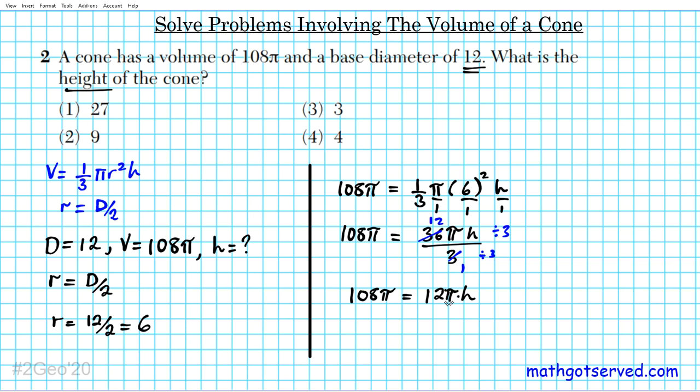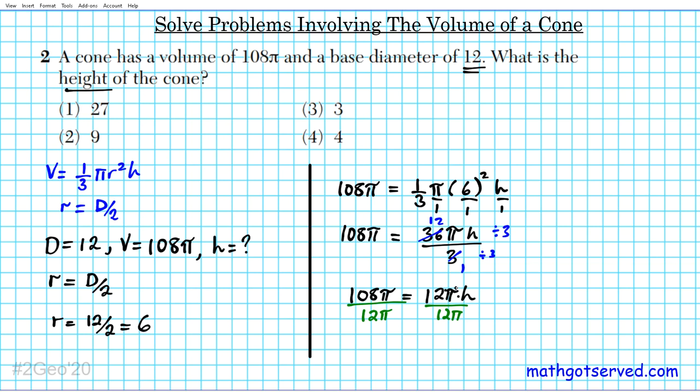It's a Greek letter that represents a constant, which is an irrational number. This is not a variable. We're just looking for h. So in order to solve this equation, we need to isolate just the variable h. So we're going to divide by its coefficient. Its coefficient is 12 pi. So divide both sides by 12 pi, left and right.